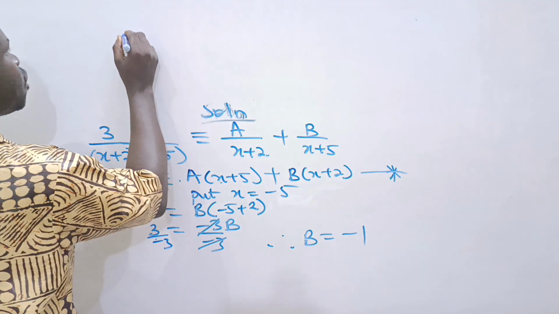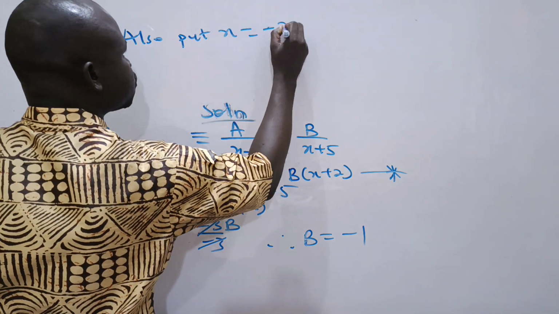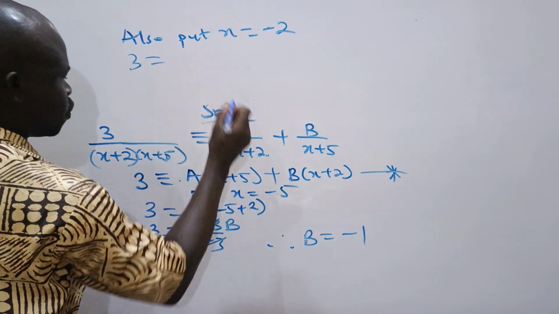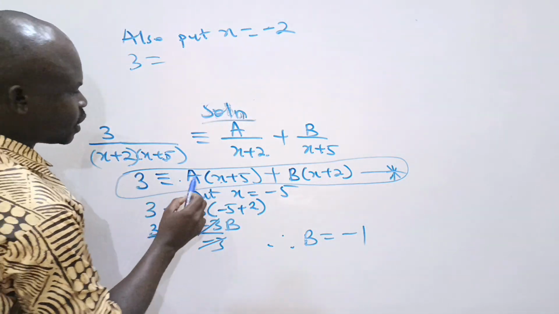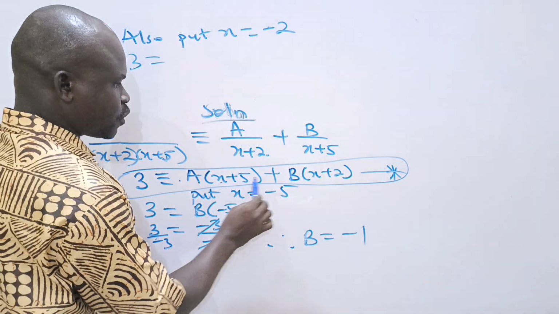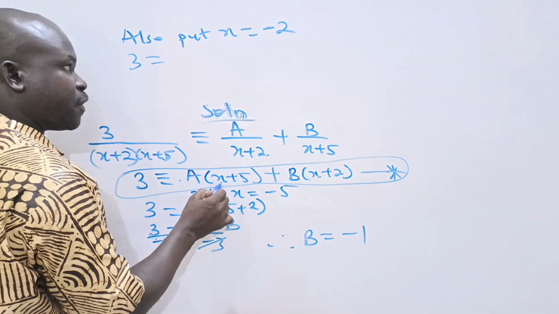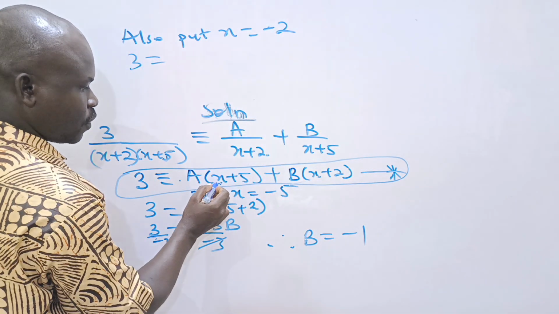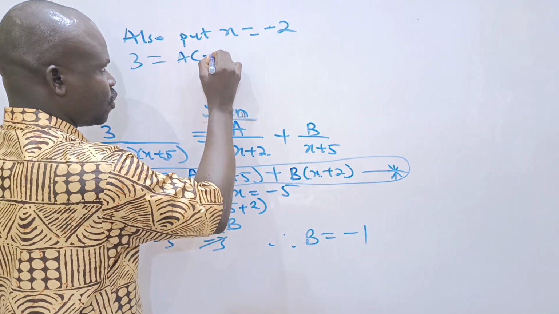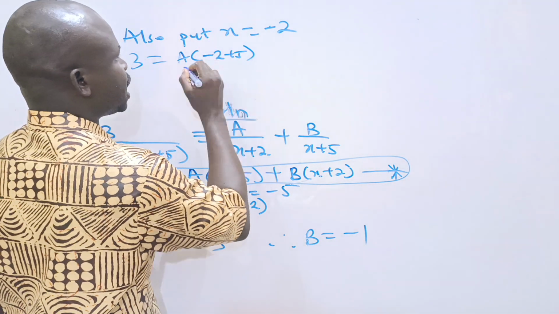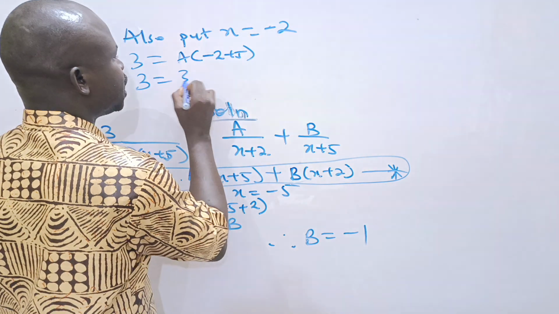Also, put x equal to minus 2. Then we have 3 equal to, this is the normal equation. If we put x equal to minus 2 here, minus 2 plus 2 is 0, so this cancels out and we get the value for A. Here we are going to have A into bracket minus 2 plus 5. That's 3. So we are going to have 3 equal to 3A.